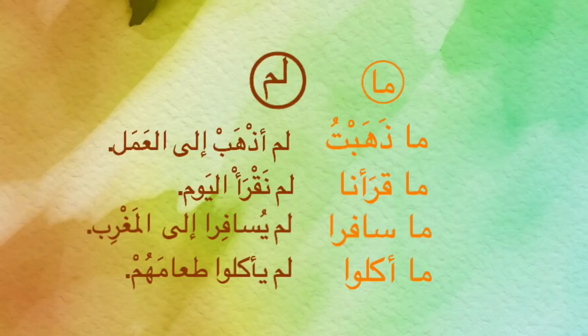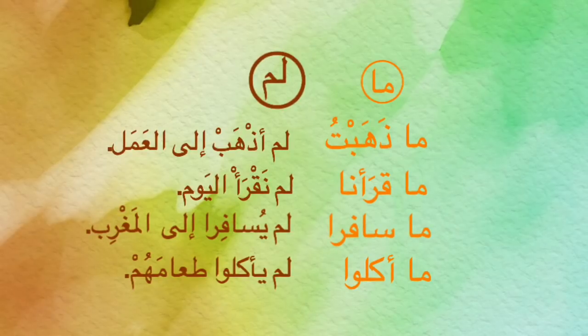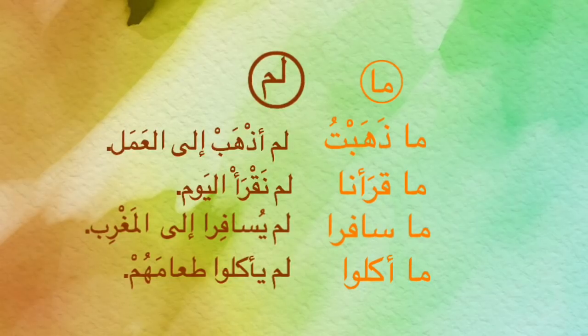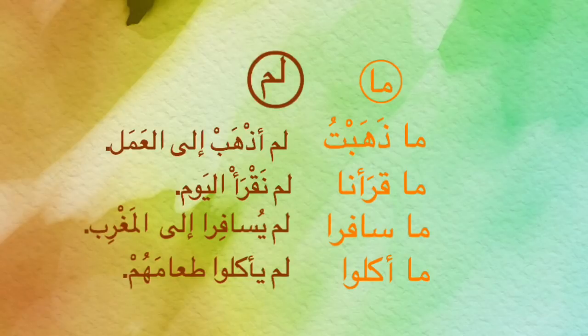But I have to tell you that we use it as well. And actually the difference between ma and lam is that in ma we use the verb as it is in the past. So let's see how I did the same examples here. لم أذهب إلى العمل becomes ما ذهبت إلى العمل. أذهب becomes ذهبت, which is the same verb but in the past. ما ذهبت إلى العمل. I didn't go to work.